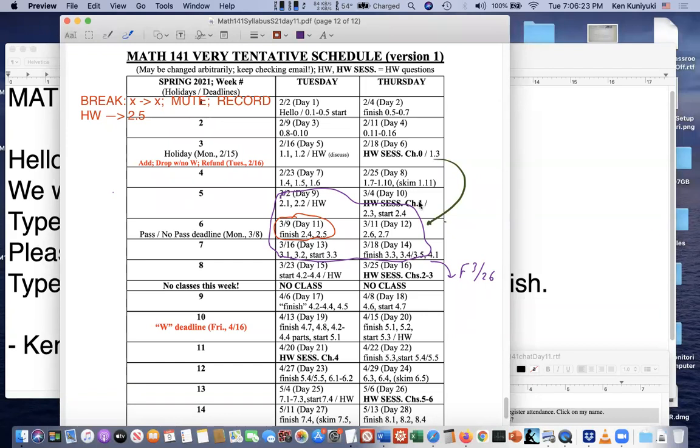Okay, so the homework I hope to have done by Thursday. It's taken a while. Chapters 2 and 3 due Friday, March 26th before the break. Today's Tuesday, March 9th. Finish 2.4 to 2.5. Next week, chapter 3, exponential and logs.